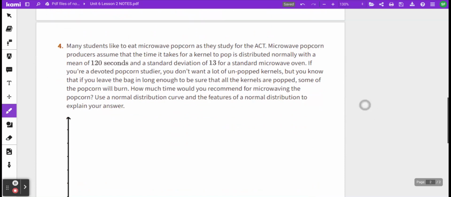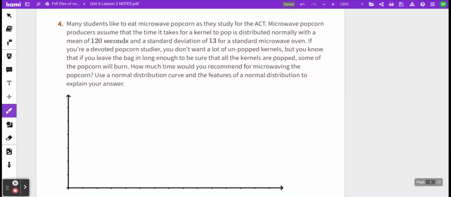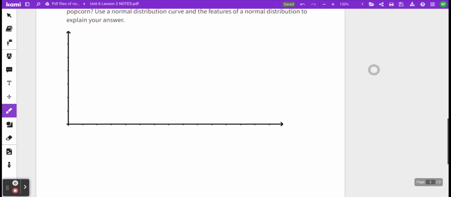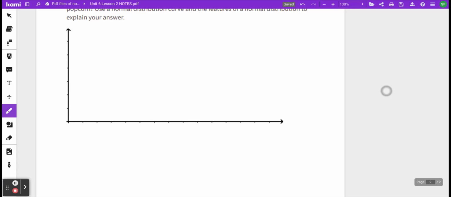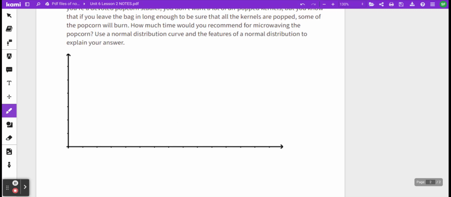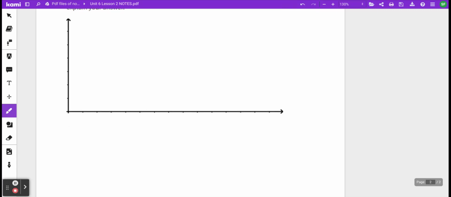All right, so again, we have another one. So this one, eating popcorn, one of my favorites. I love eating popcorn. So they studied eating microwave popcorn. So many students like to eat popcorn as they study for the ACT. Microwave popcorn producers assume that the time it takes the kernel to pop is distributed normally with a mean of 120 seconds. So we know that. And we also know the standard deviation of 13. All right, so now we're going to go ahead and start graphing, and then we'll come back to answer the question.